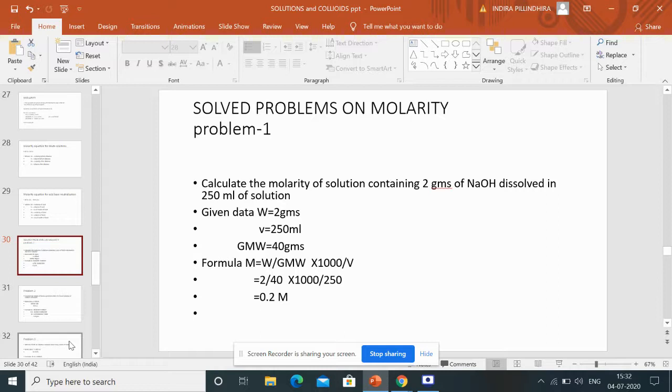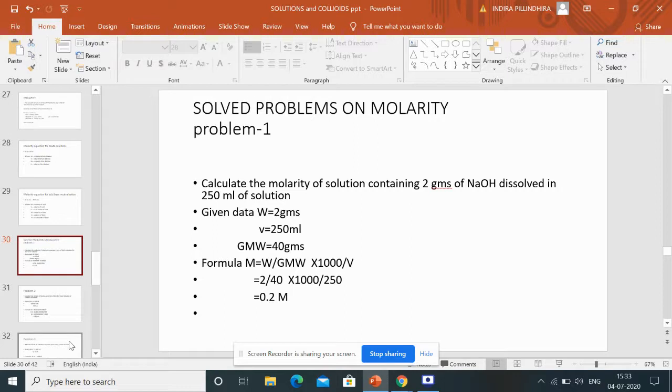So here, first we are writing the data. The weight is given, that is 2 grams. Volume is given, that is 250 ml. And the gram molecular weight of NaOH, we know that it is 40. That is sodium 23, oxygen 16, and hydrogen 1. So altogether 40 grams. Actually the molecular weight is expressed in AMU, but here we are writing the gram molecular weight, that is the molecular weight expressed in grams. So it is 40 grams.